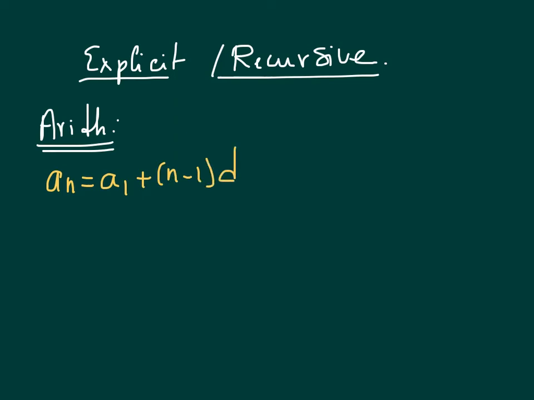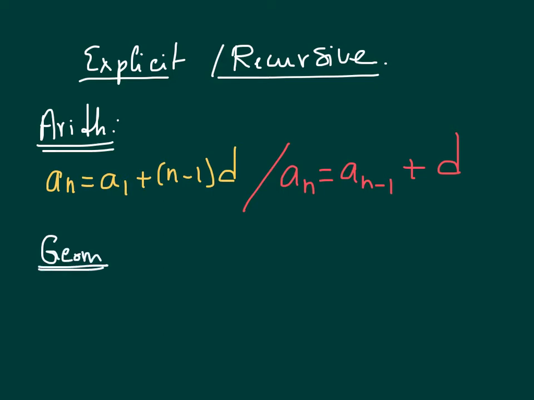We're going to also write it recursively in the same sequence. We can write it recursively this way: in order for us to obtain the nth term, we're going to take the previous term and add the common difference. Now we're going to look also at the geometric sequence, and write it two different ways.